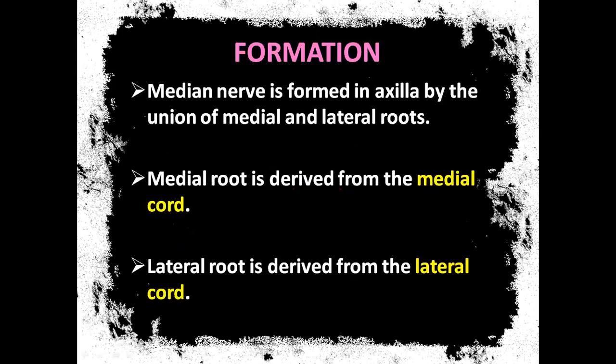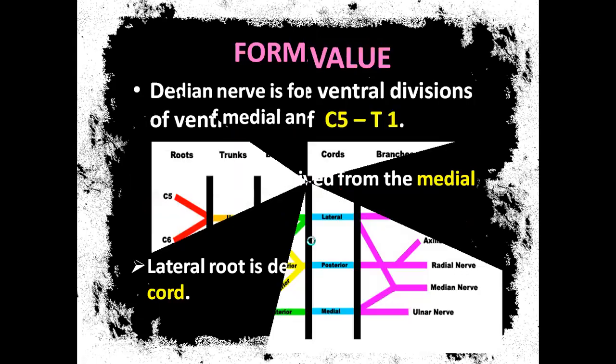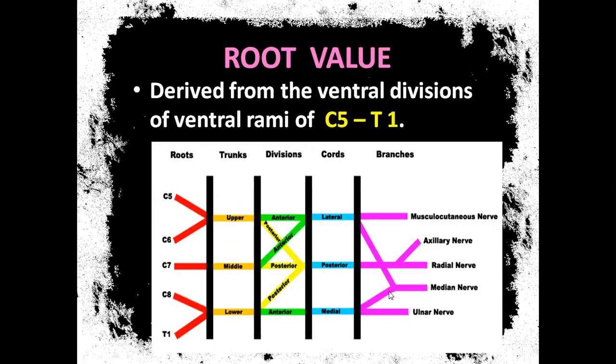So the median nerve. From which cord of the brachial plexus is it formed? From both the cords, lateral cord and medial cord, no? If you remember, the lateral root and the medial root. From the lateral cord, the lateral root comes. From the medial cord, the medial root comes. Then you will see the formation of the median nerve. That's the reason it has all roots like C5, C6, C7, C8 and T1. It is derived from the ventral divisions of the ventral rami of C5 to T1.